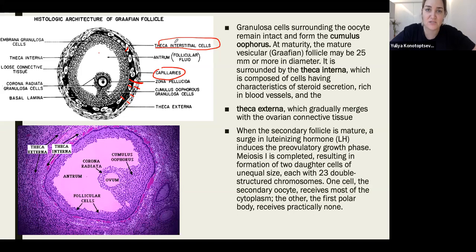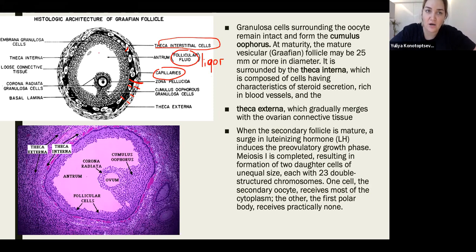This antrum is filled with a fluid, which is called follicular fluid, but Professor Rosa calls it liquor. Liquor is a name for any fluid that has lots of proteins in it. So protein-rich fluid should be called liquor. So inside of this tertiary follicle, we have a bunch of liquor.